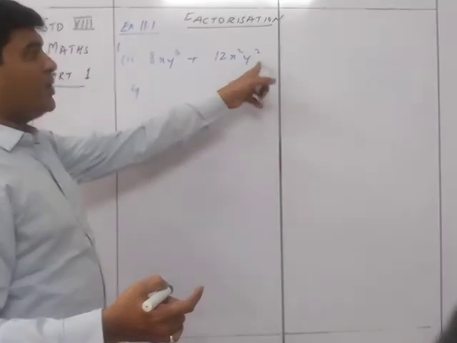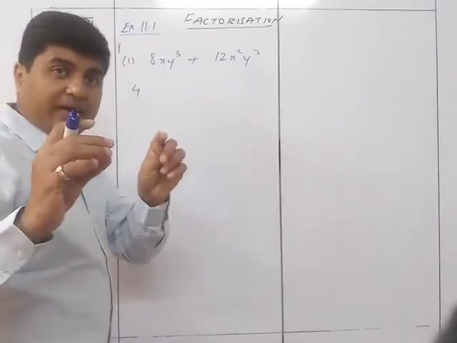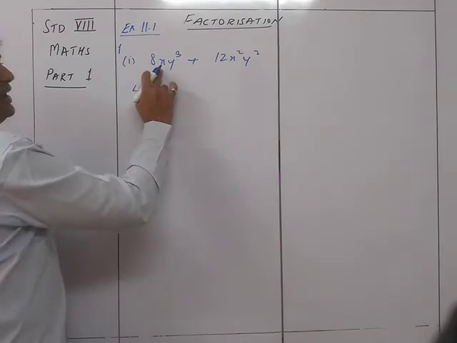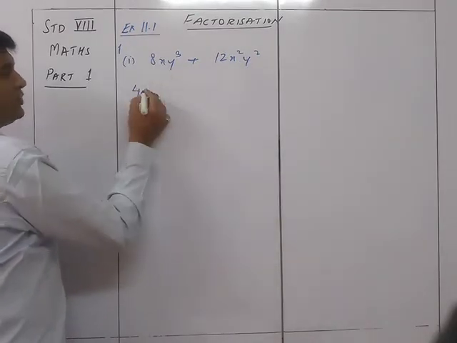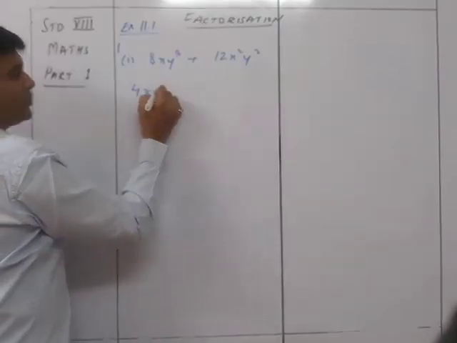y cube and y square will be y square. Whichever has the lower exponent is its HCF. So here, x and x square, which is smaller? x is smaller, so x will be common over here. y cube and y square, what is smaller? y square is common, so y square will be common out here.